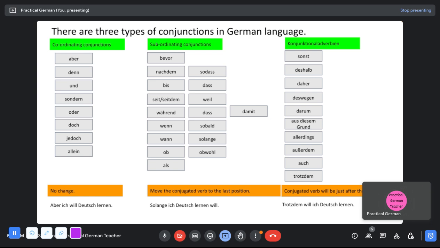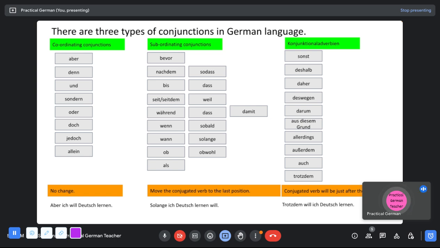"Solange" means as long as. "Obwohl", you should know even that. It means although. I should know this, you have studied it at least a few times, but every time I forget. Sorry, I couldn't hear you well.